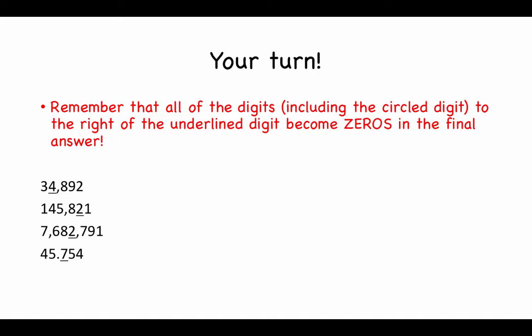I'm going to have you take the next 4 numbers that you see on your screen and round to the underlined digit in each number. So if you are looking at the first one, we have 34,892. So I'm asking you to round to the thousands place. Go ahead and do each one of those, and then we will stop and we will check those together and see how you're doing.